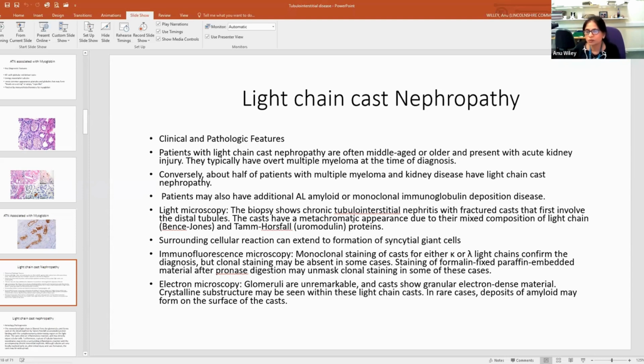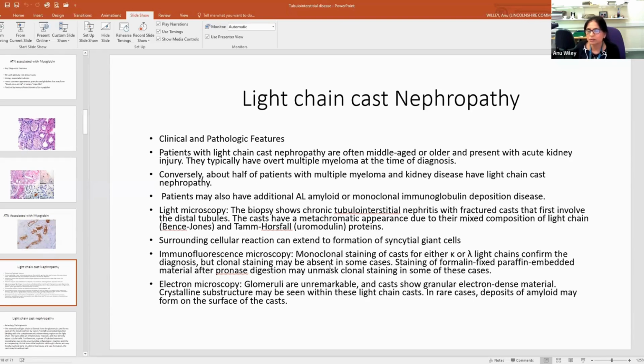So on light microscopy, what do we see? We see a chronic TIN in the background, and the tubules will have very specific casts, which we call fractured casts. These casts are formed when the Bence Jones proteins are filtered through and join with the Tamm-Horsfall protein, forming very metachromatic casts within the tubular lumina. These casts are very toxic, and sometimes they can cause rupture of the tubule itself, and then can form a foreign body giant cell reaction.